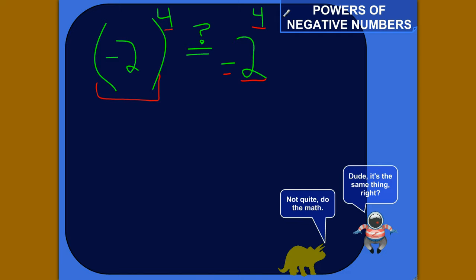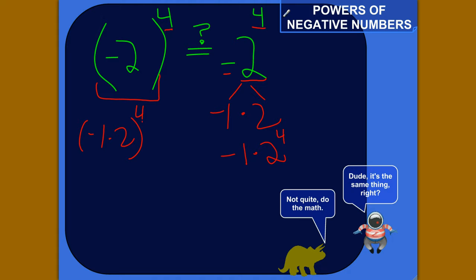I think it is helpful to look at negative 2 as the same thing as really negative 1 times 2. I think that'll clarify the situation. So negative 2 is the same thing as negative 1 times 2. Let's replace that in both situations. So what we have is negative 1 times 2 in parentheses to the fourth, and over here we have negative 1 times 2 to the fourth.